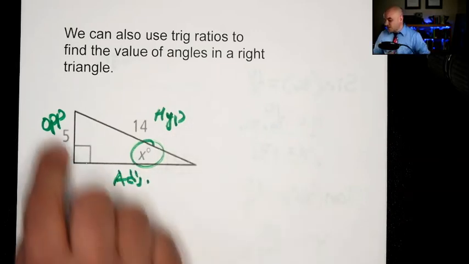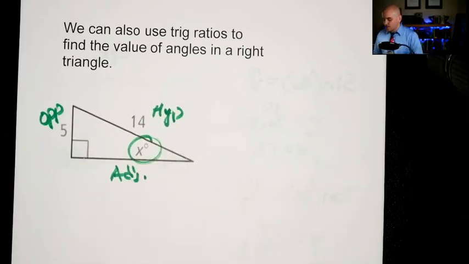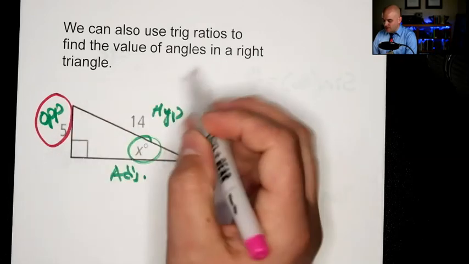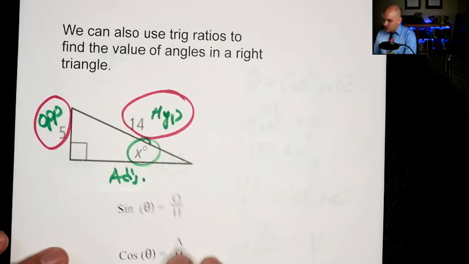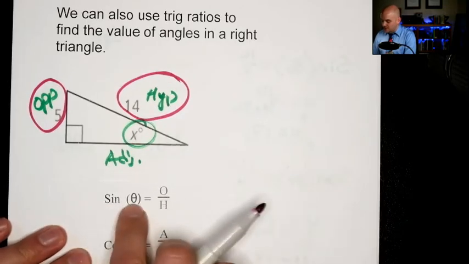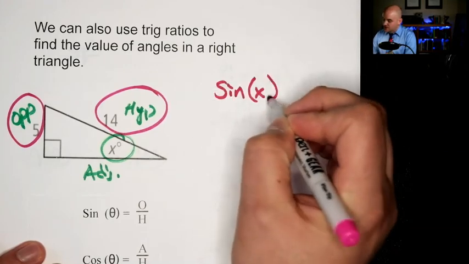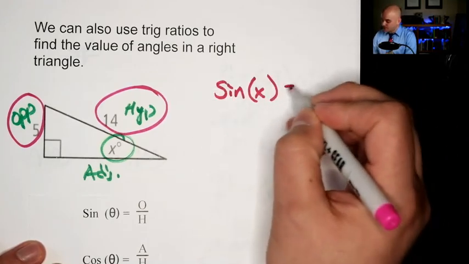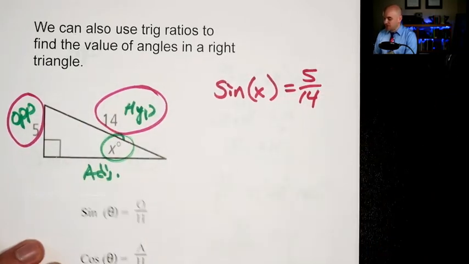So in this case, we know two sides, and we want to find the angle. The sides that we do know are the opposite and the hypotenuse. So we're going to look at this and ask which of these use only the opposite and the hypotenuse, and we get sine again. So I've got the sine of my angle, in this case we're calling the angle x, is equal to the opposite, 5, over the hypotenuse, 14.